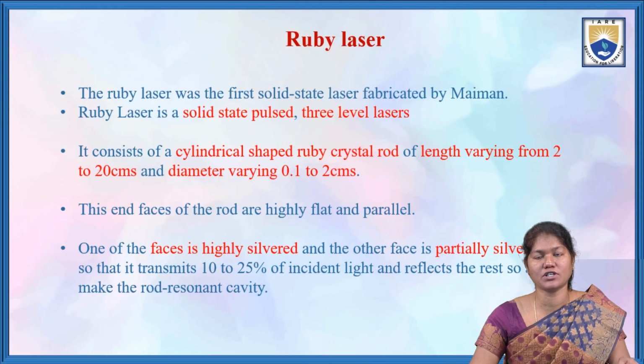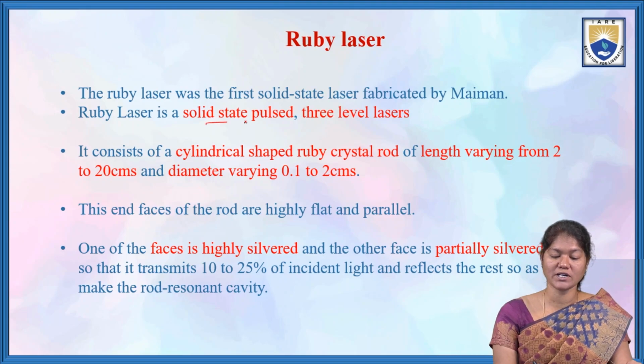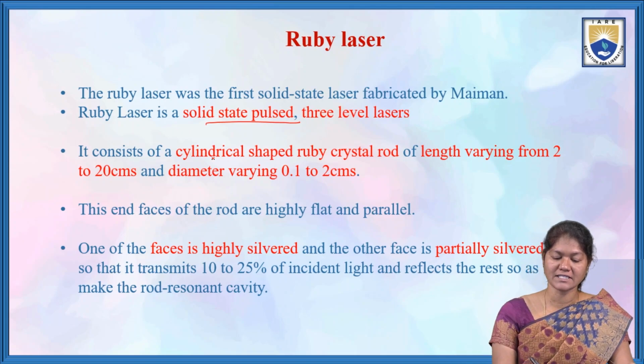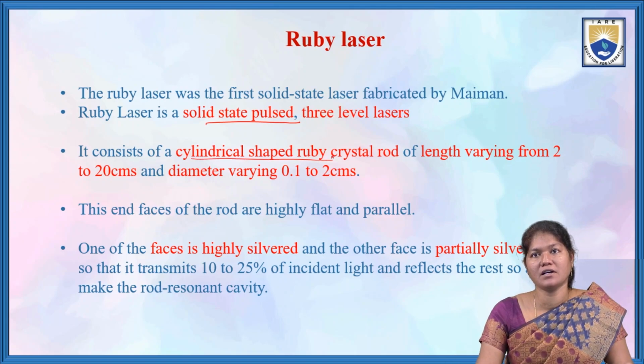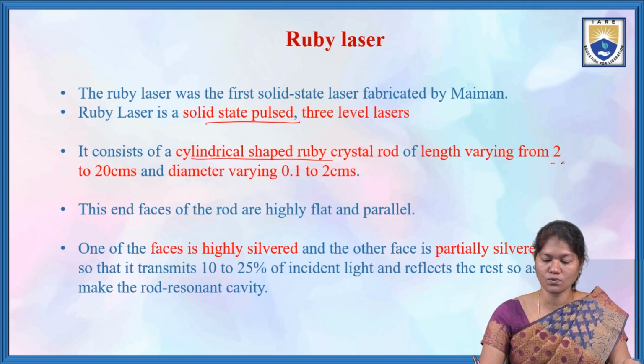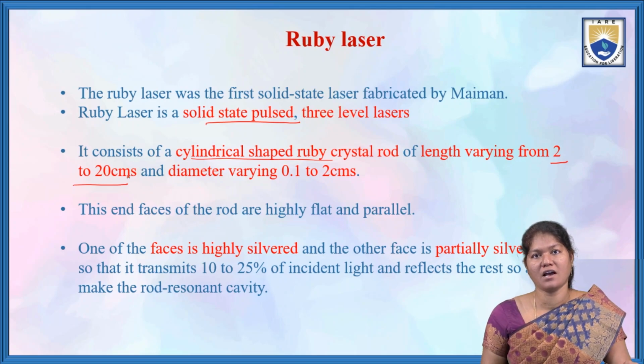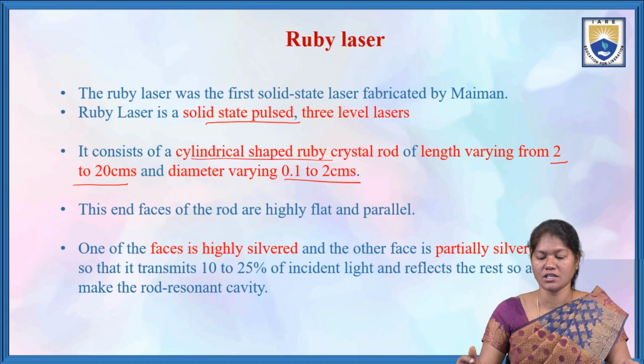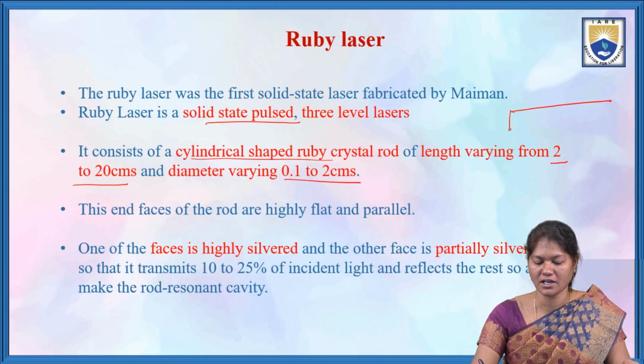The Ruby laser was the first solid state laser, which was fabricated by Maiman. It is a solid state pulsed laser and it is a 3-level laser. It consists of a cylindrical shaped Ruby crystal rod, having a length varying from 2 to 20 centimeters and a diameter varying from 0.1 to 2 centimeters.